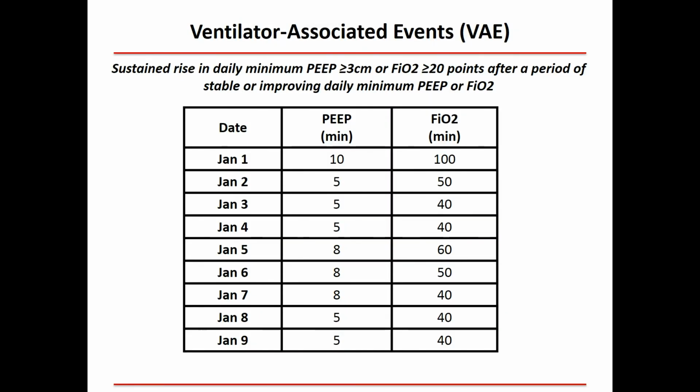Here, in essence, is the way that it works. A ventilator-associated event is defined as a sustained rise in the daily minimum PEEP of 3 or more centimeters, or the FiO2 of greater than 20 points, after a period of stable or improving daily minimum PEEP or FiO2. And so what you do in practice is you lay out the patient's daily minimum PEEP and FiO2, one line per calendar day. And if you scan your eye down this list, you'll see that this patient had stable ventilator settings for a number of days and then suddenly had a jump, and this patient therefore meets the criteria for VAE.